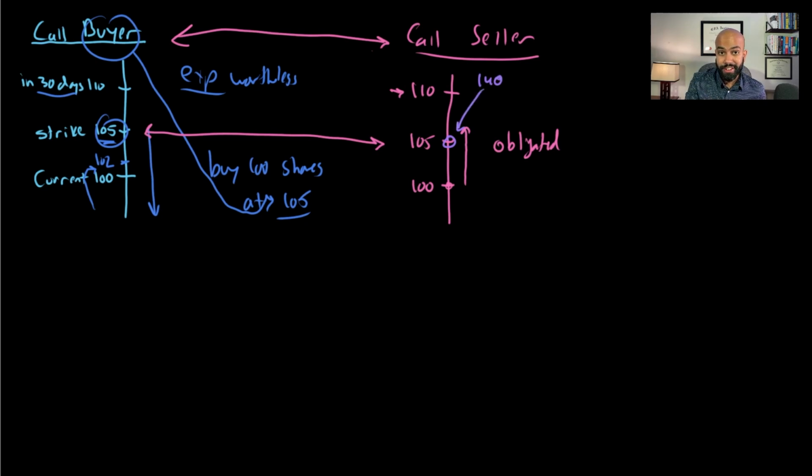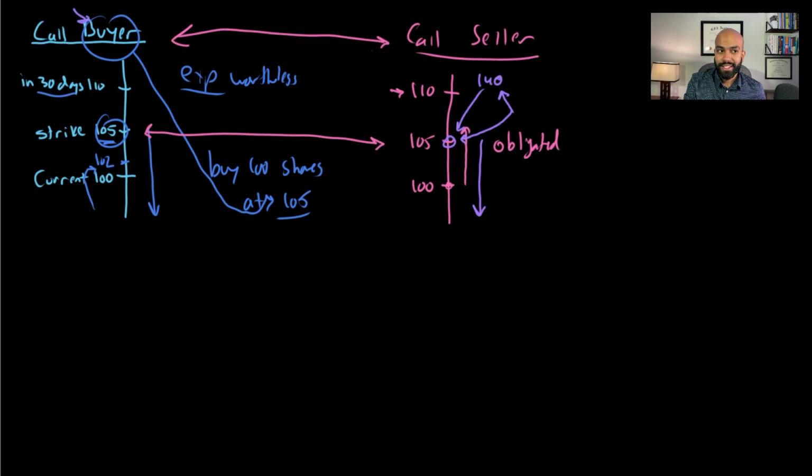So there is some risk there, because if they don't own the stock, what would that mean? That means they have to go into the open market, buy it for $140, and then sell it to the person who bought the call option at 105. So the call buyer would be very happy, but the call seller would be taking a huge loss if they didn't own the stock.